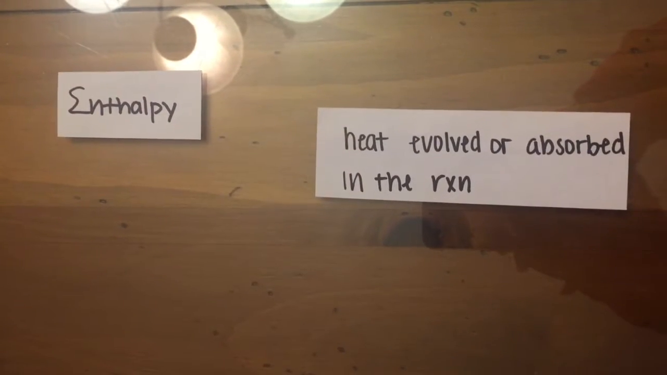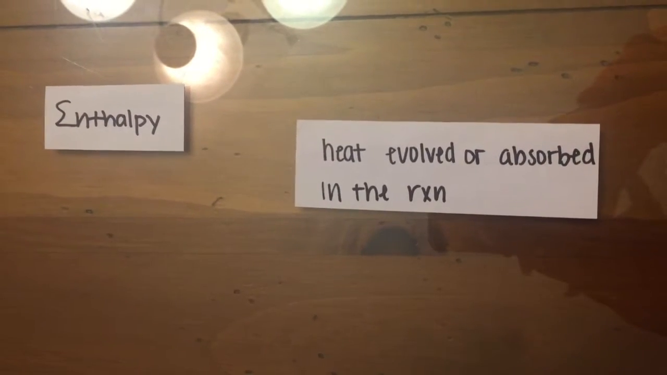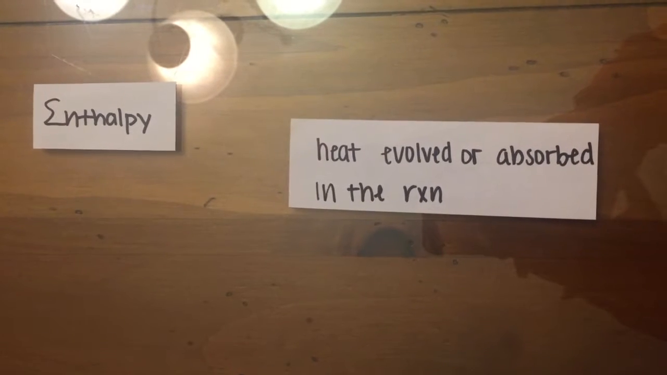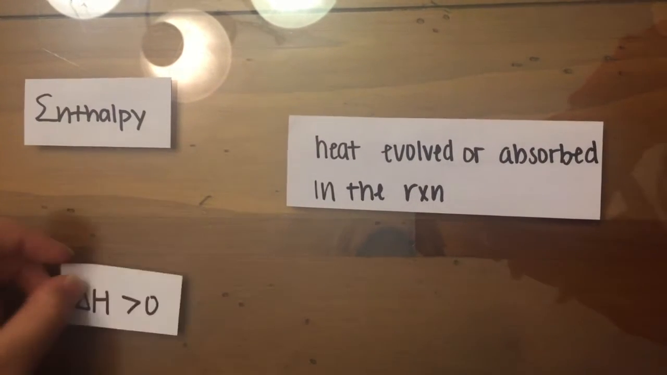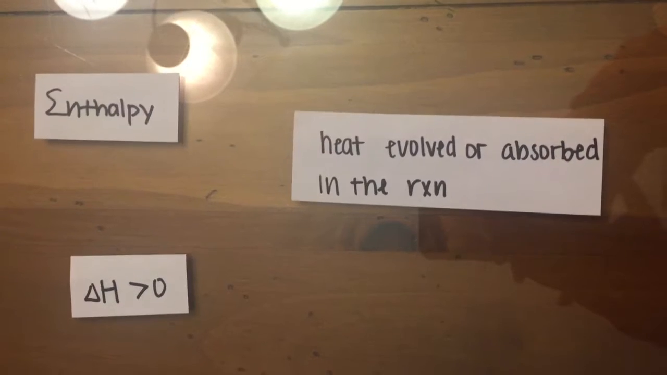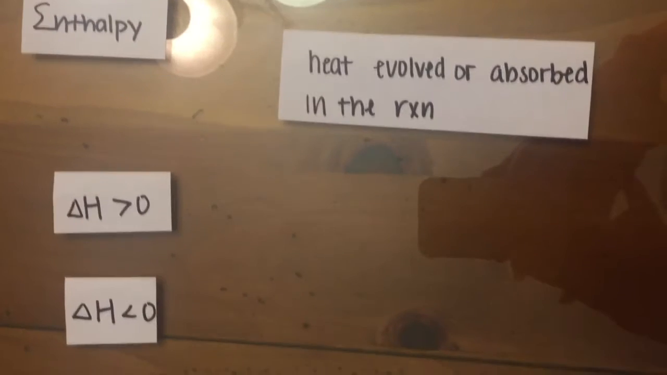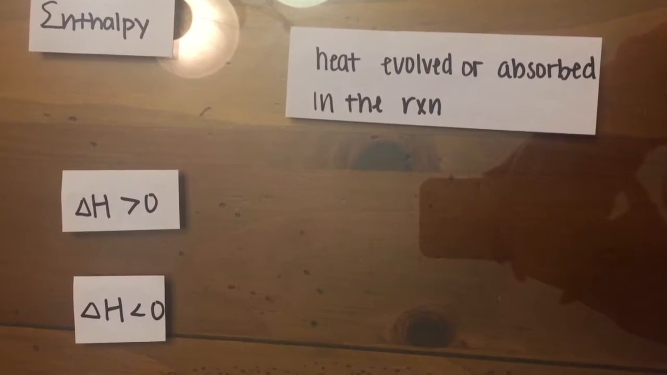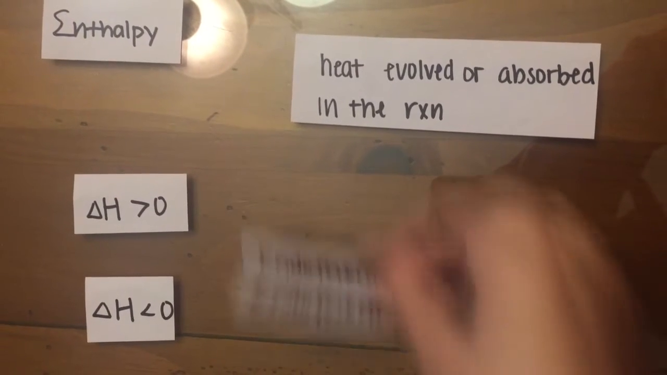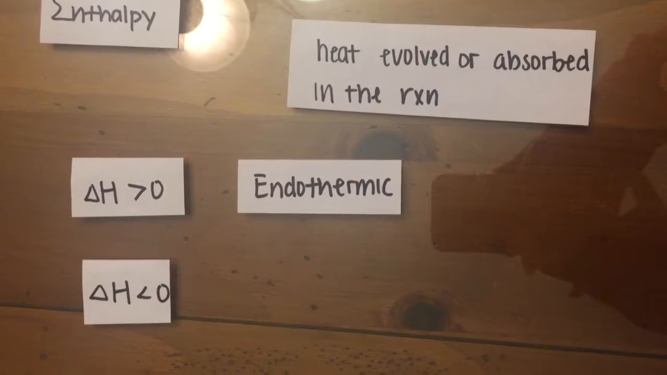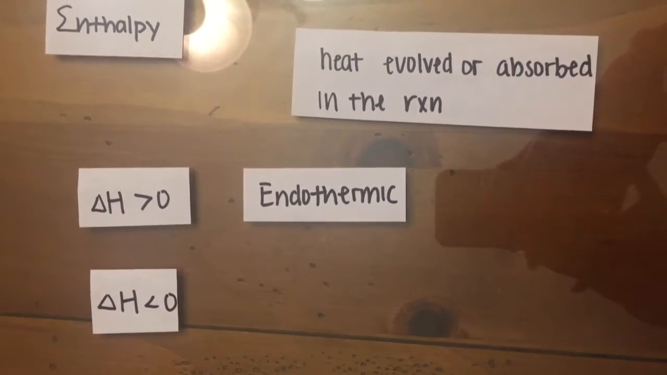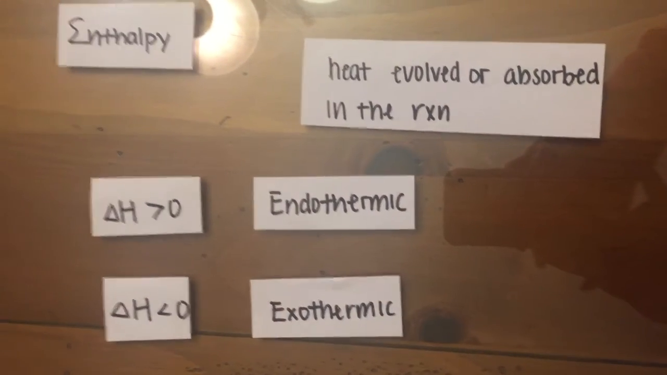What is enthalpy? Enthalpy is the heat involved or absorbed in a reaction. And then, of course, there will be positive enthalpy and there will be negative enthalpy. For the reaction that has a positive enthalpy, we call them endothermic. For the reactions that have a negative enthalpy, we call them exothermic.